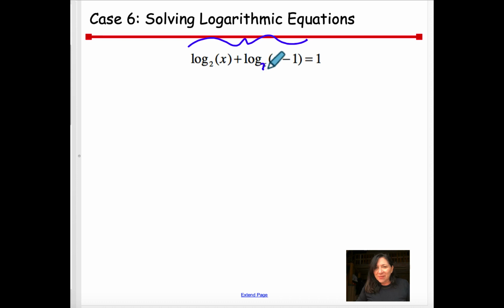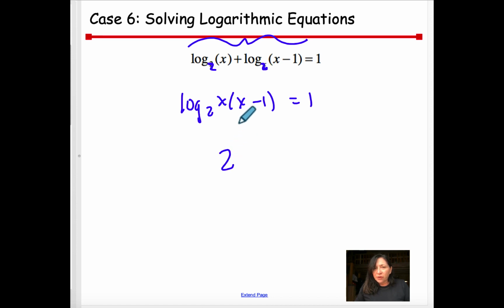And I thought I was going to fix that, but I didn't. So this is a base 2. And also, this is a base 2. We're just going to change that. So now that we have the same bases, we can combine them. So we're going to get log base 2 of x times x minus 1 is equal to 1.